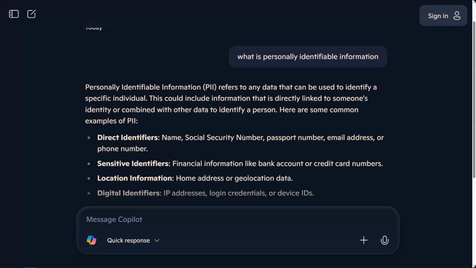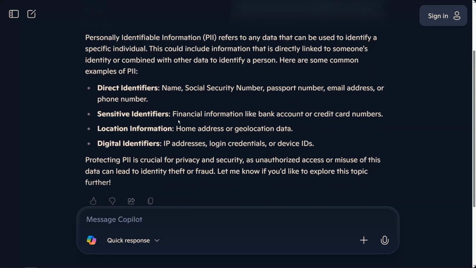Here are some of the common examples of PII. Direct identifiers may be name, social security number, passport number, email address or phone number. Sensitive identifiers like financial information, such as bank account or credit card. Location-related information like home address or geolocation data. Digital identifiers like IP addresses, login credentials or device IDs.